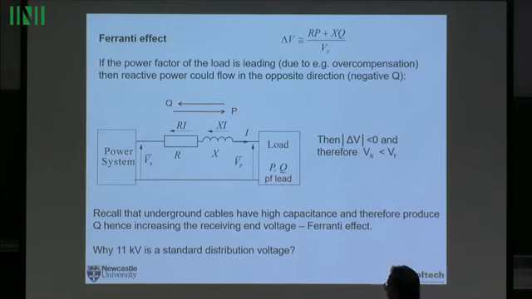Why? Because when there is no load connected, there was no load current flowing through the inductance, and there was only a strong capacitive effect, which increased the voltage to 11 kV. So this is referred to as the Ferranti effect. The voltage at the receiving end could be higher than the voltage at the sending end if there is a lot of capacitance in the network. Okay?